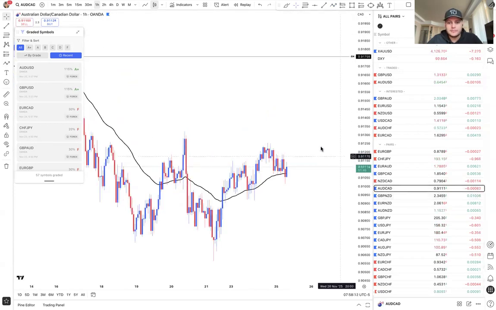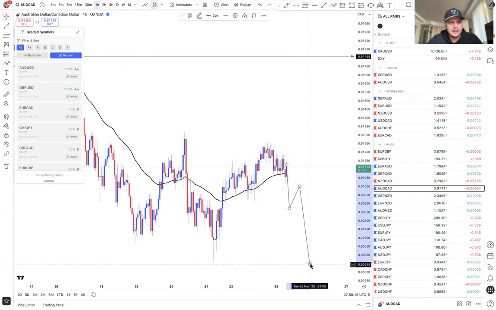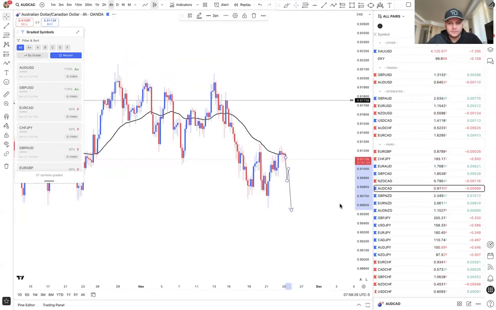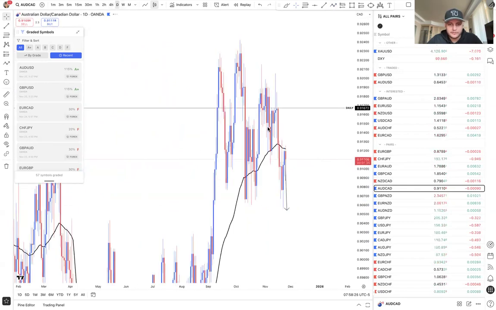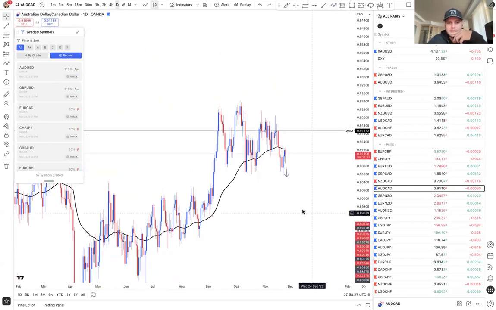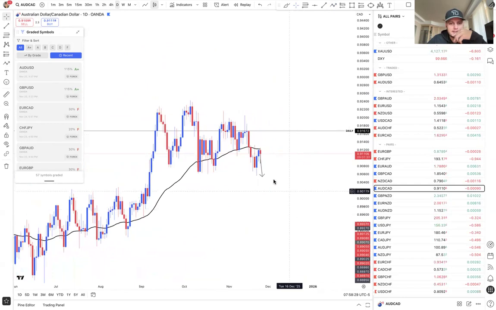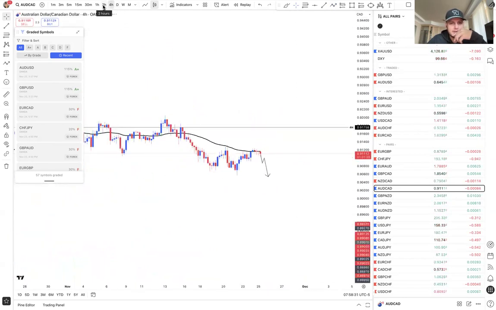All right. AUD CAD going to be the same as NZD CAD. So we're just waiting for price to break below, retest, sell, but I'm not too interested in this one at the moment. Does look pretty good on the 4-hour time frame, daily time frame. Retested the daily EMA, 4-hour EMA.